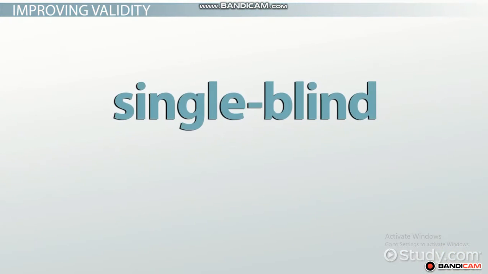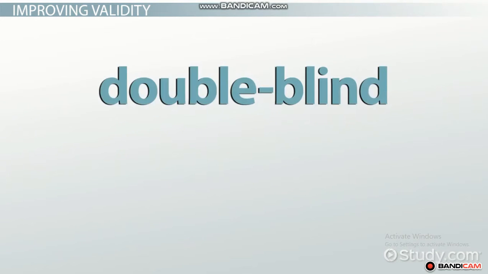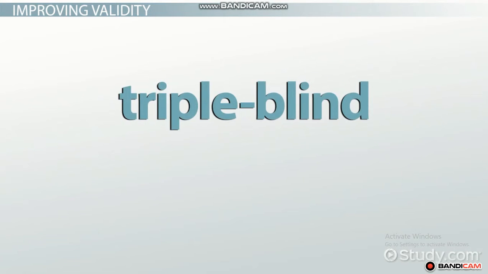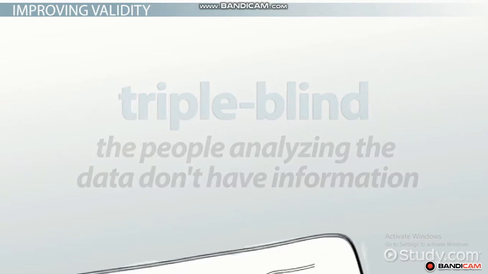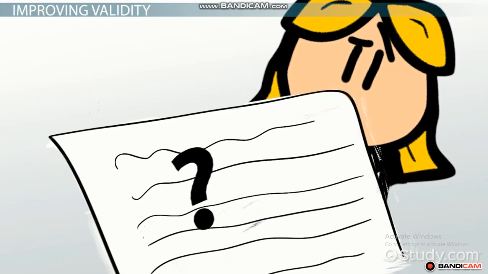A single-blind experiment is where the participants do not have information that could skew the results. A double-blind experiment is where both the participants and conductors of the experiment are not given information that could skew the results. And a triple-blind experiment is where even the people analyzing the data don't have information that could skew the results. They are not told which piece of data is which, or even what the data is about.